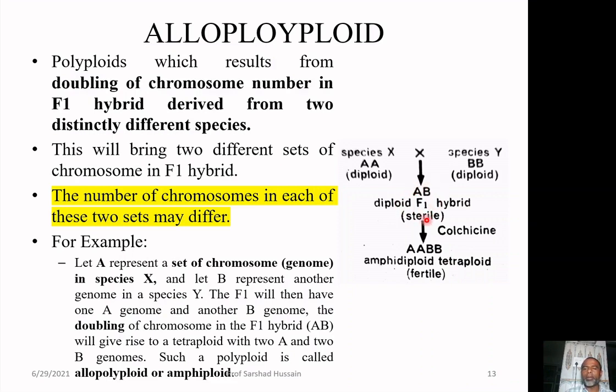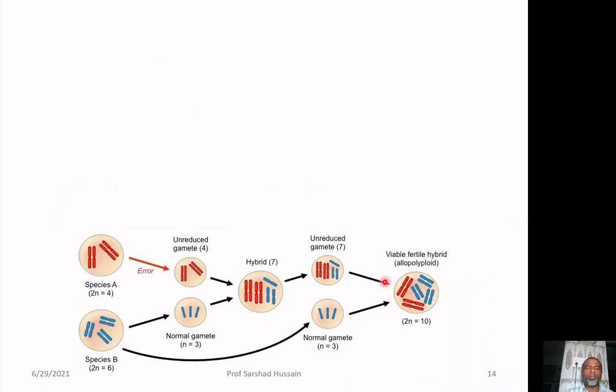So, when you are getting the polyploid organisms after doubling the chromosomes of the F1 hybrid, which had arisen from two different types of species, then it is called an allopolyploid.